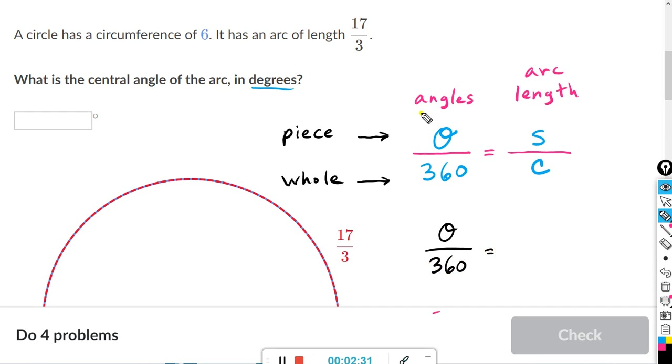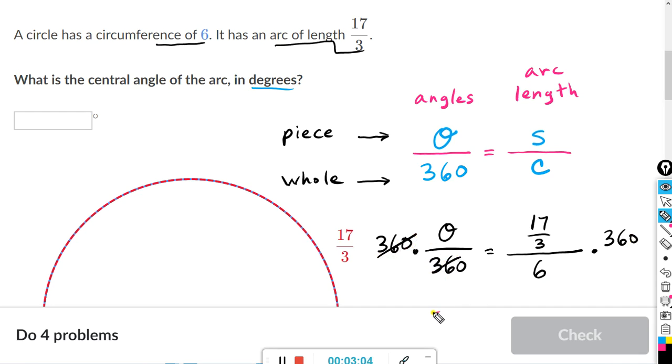S is the arc length. It said arc length is 17/3. And the circumference, it said, was 6. Solving for theta, we just multiply both sides by 360. So times 360 right here, times 360 right here. On the left-hand side, 360 over 360 cancels.